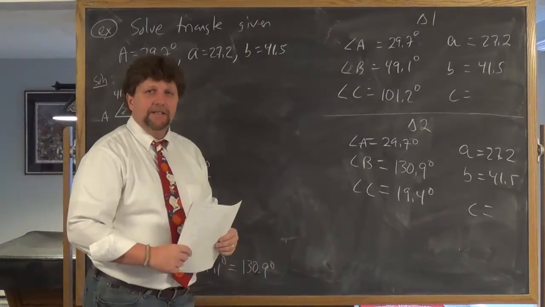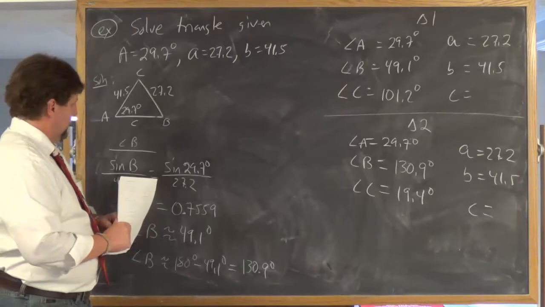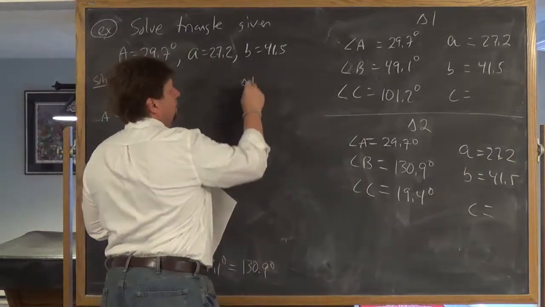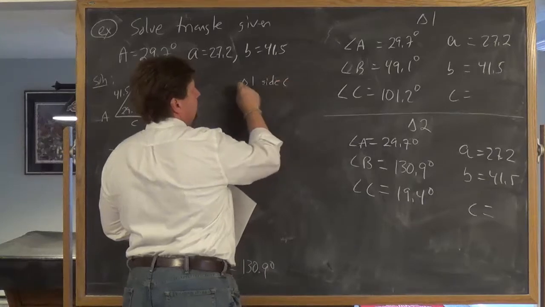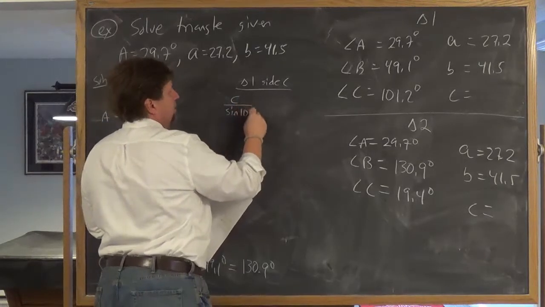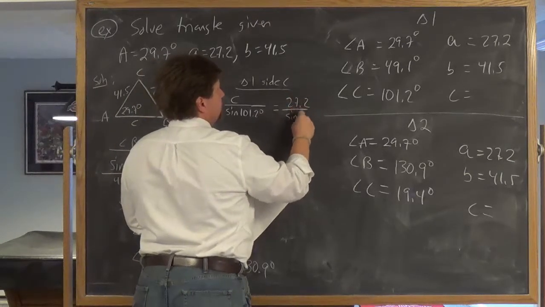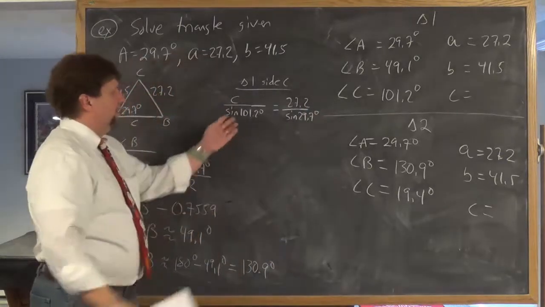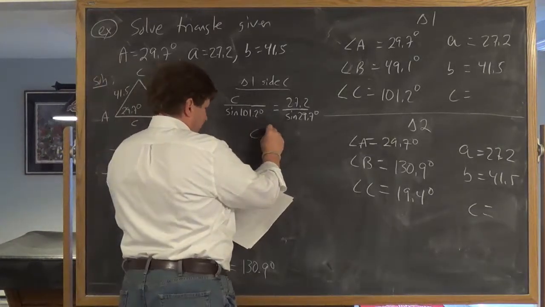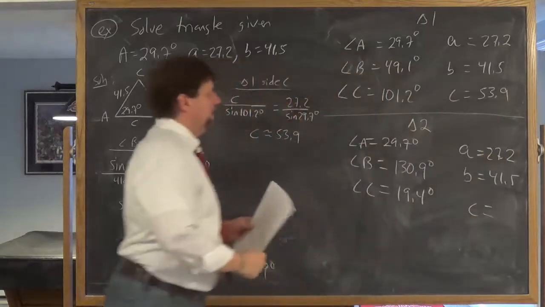Well, how are you going to find the measurement of side C? You're going to use the law of sines. For triangle 1, to find side C, you'd have C over the sine of 101.2 degrees equals 27.2 over the sine of 29.7 degrees. And multiply both sides of the equation by the sine of 101.2 degrees. You get C to be pretty close to 53.9. So I'll put 53.9 in there.